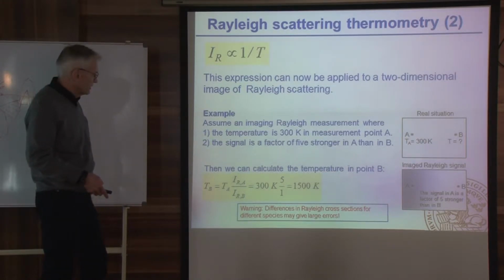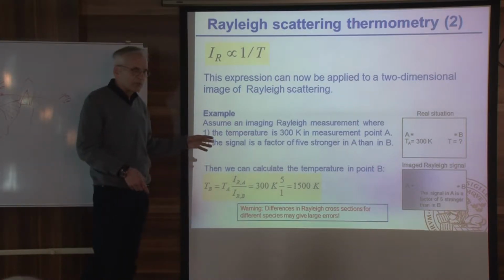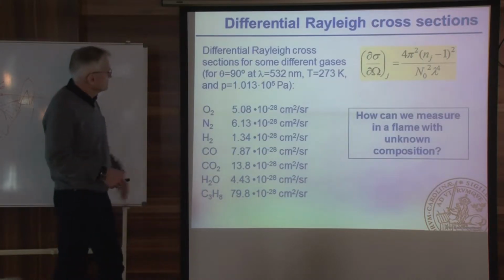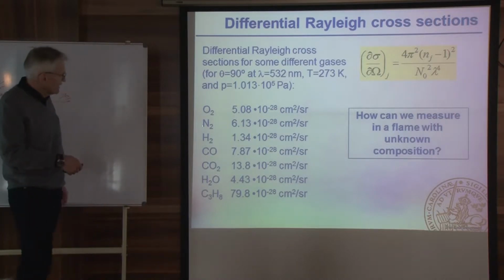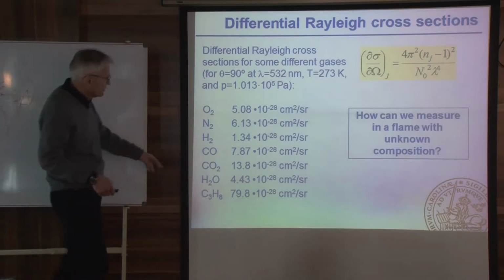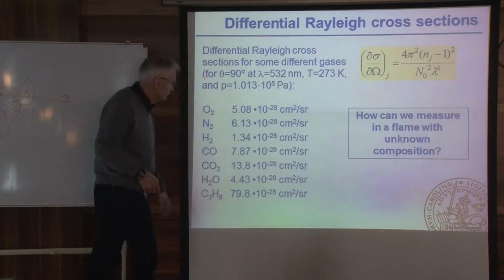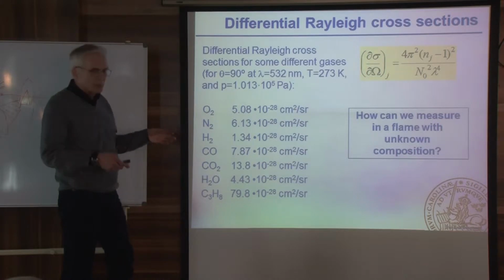Very simple. But then we have the warning that we have the differences in Rayleigh cross-section. And here you can see the cross-section: oxygen, nitrogen, hydrogen, CO, CO2. And when you come up to the hydrocarbon, you have a very high cross-section. So then the question is, how can we measure temperature in a flame where we don't know the composition?